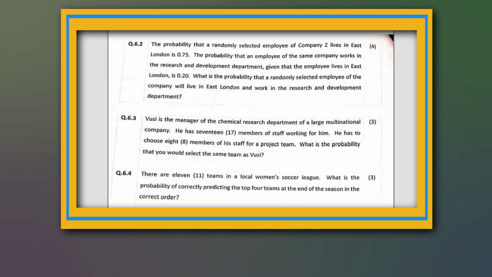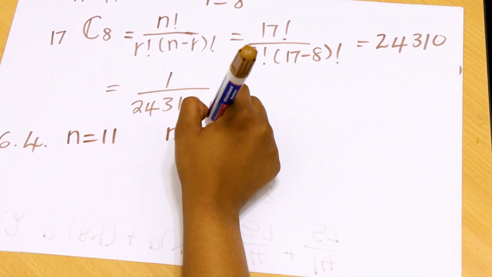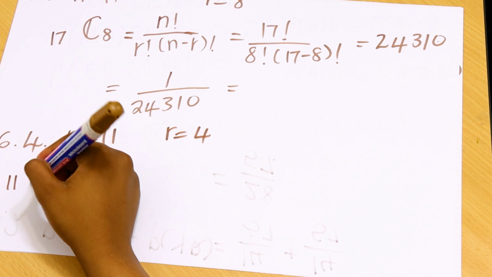6.4 says there are 11 teams in a local women's soccer league. What is the probability of correctly predicting the top 4 teams at the end of the season in the correct order? So this question is permutation. Why? Because the order of arrangement is important. They are specifically asking you about predicting in the same order. Right? There are 11 teams in the women's league and you want the top 4. So it means n is 11 and r is 4. You want 11P4.